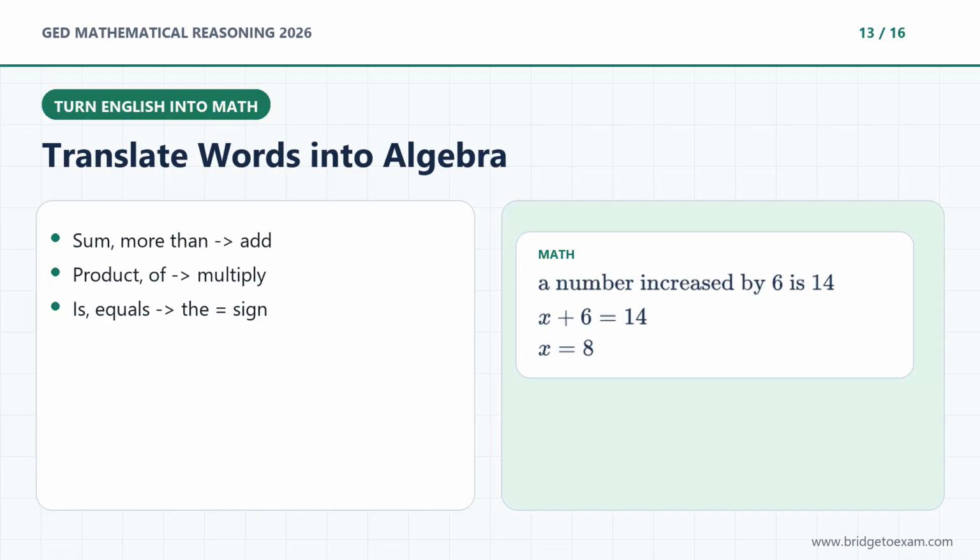Learn the signal words. Sum means add. Difference means subtract. Product means multiply. Per, or quotient, means divide. And the words is or equals become the equals sign. For example, A number increased by 6 is 14 becomes x plus 6 equals 14.